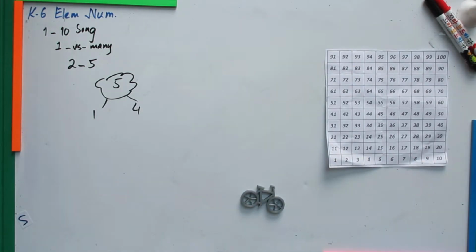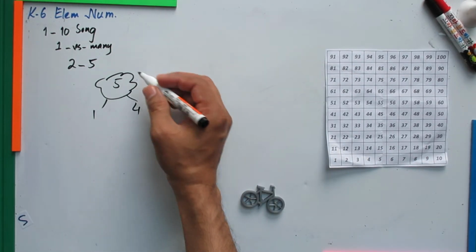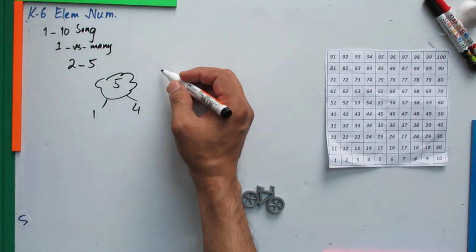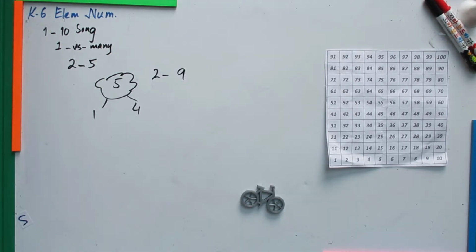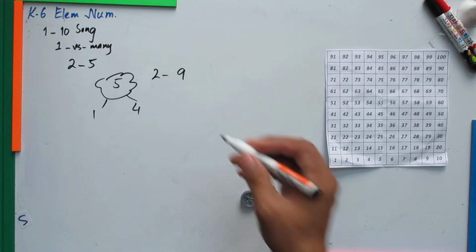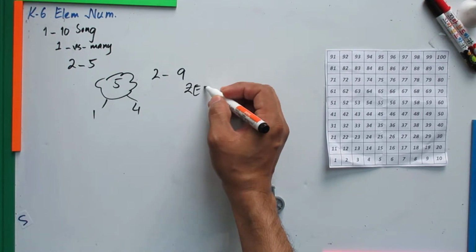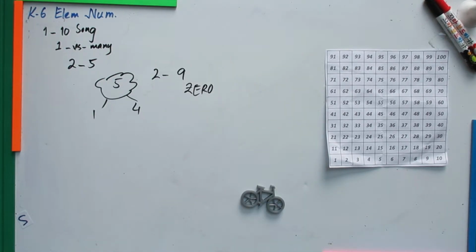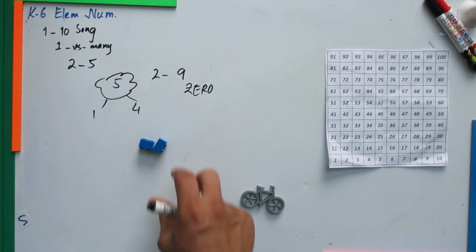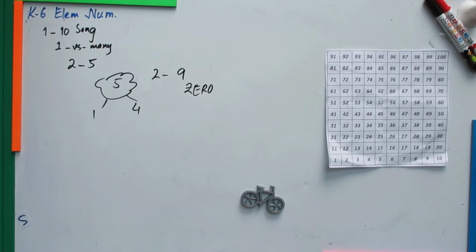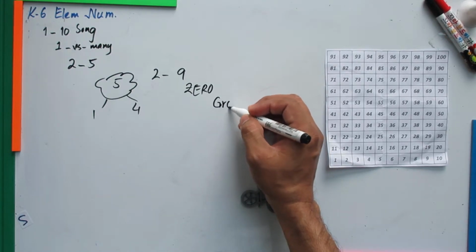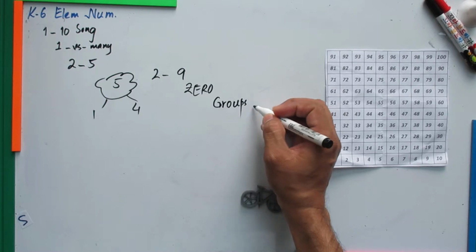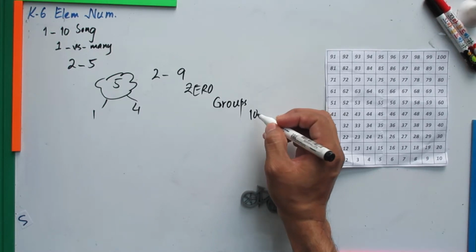So the next milestone is going up to 9. So we go from 2 to 9, and then we introduce the concept of 0 by, as we told, we take out things. How many left? 2. How many left? 1. And how many left? Nothing. And the concept of 0 goes. And then we come to the concept of things can be counted in groups. So 10 comes, and 10 is our milestone.